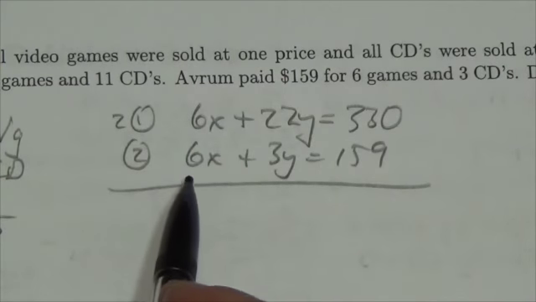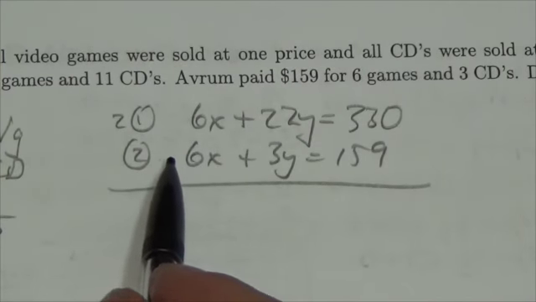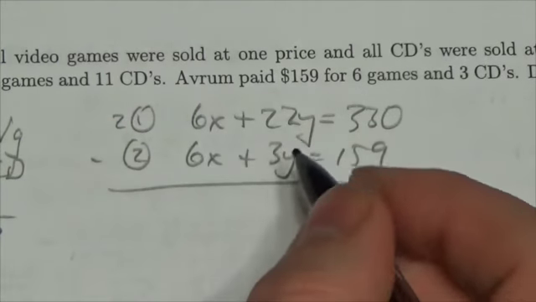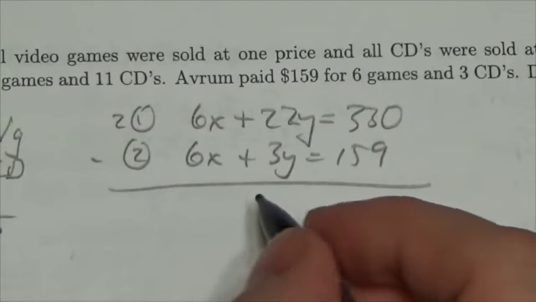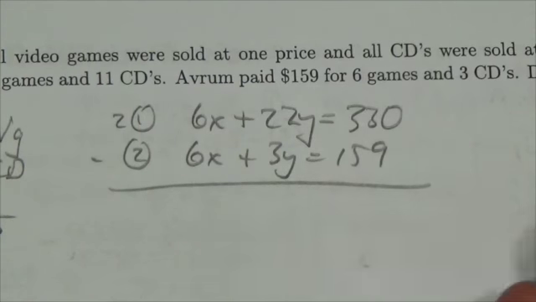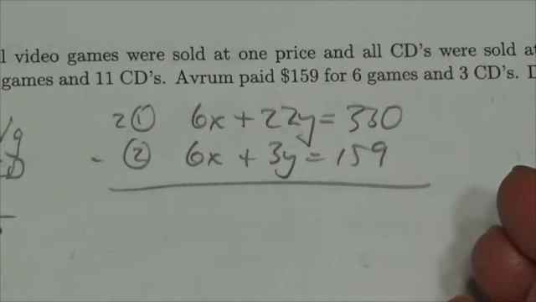Now, because the coefficients of x are the same, and they've got the same sign, what I'm going to do is I'm going to subtract. So 6x minus 6x is going to be 0. I mean, it just goes away, right? So that's the beautiful thing. That's why we're getting rid of the x's here.